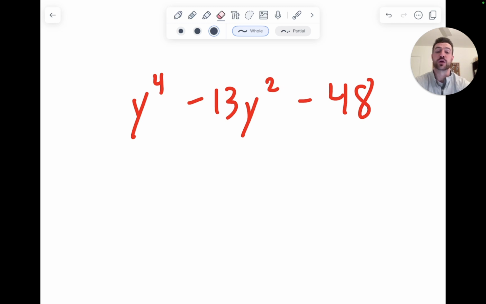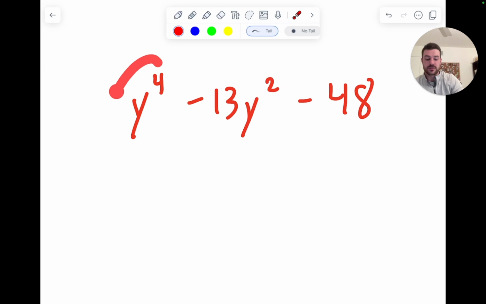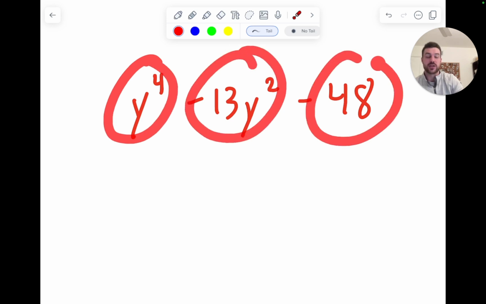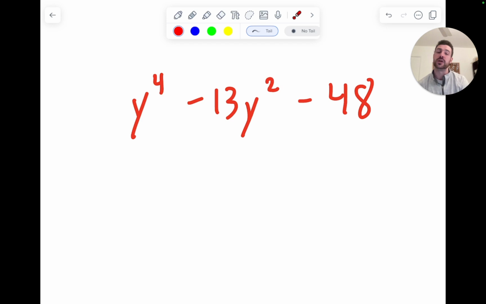Today what we're going to do is factor polynomial functions. Specifically, we're going to factor into what we call quadratic form. So our first example is y to the fourth power minus 13y squared minus 48. What I notice first is we've got 1, 2, 3 terms, which makes this a trinomial.